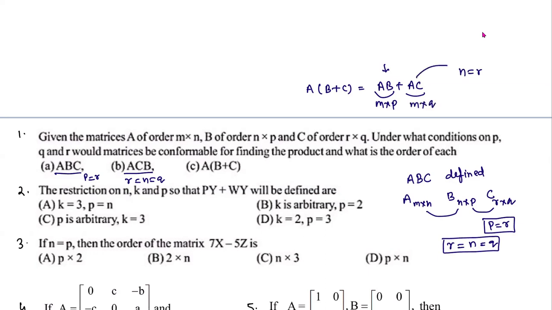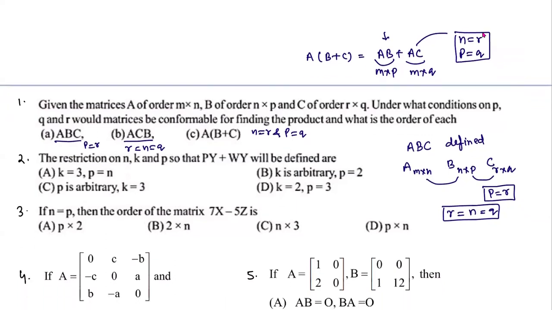And we know that when doing addition, the orders must be the same. So p must be equal to q, since the order of AB is m cross p and the order of AC is m cross q. Then addition is defined. You add two matrices when they have the same order. So A(B plus C) is defined when n equals r and p equals q. Get that question? Good one. Second one easy.